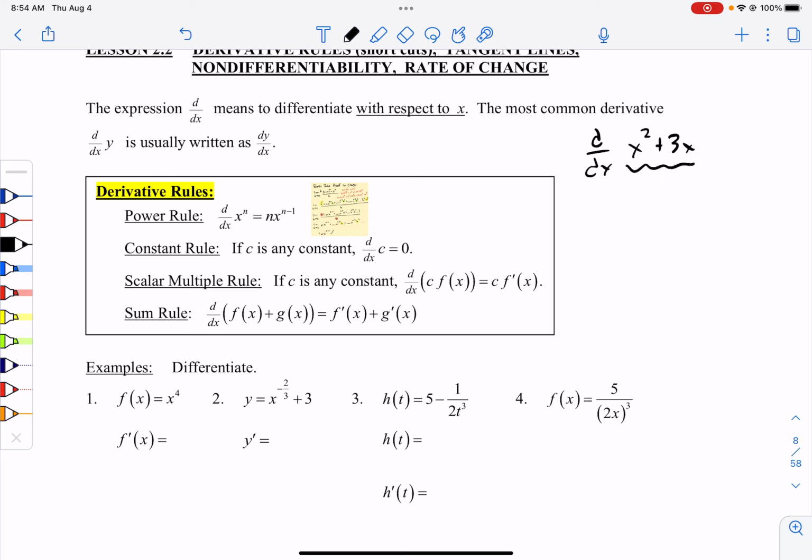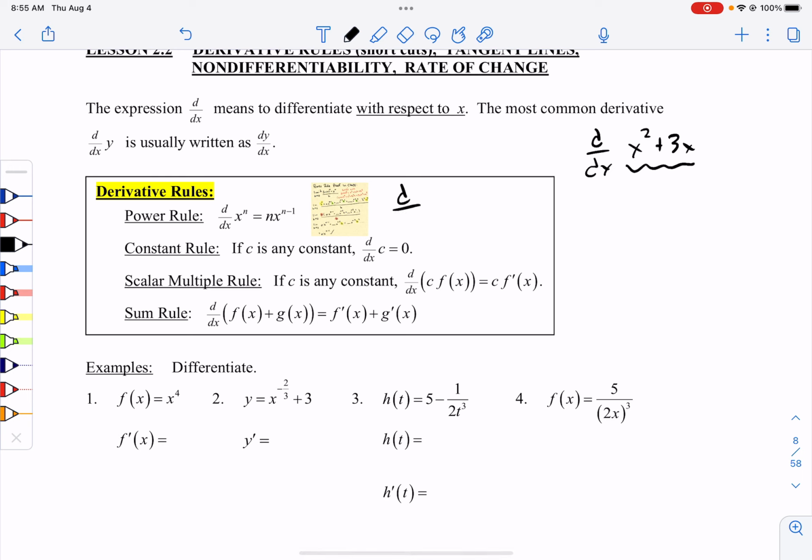That's all that means, okay? It means take the derivative of this part. So now that that's out of the way, derivative rules. I've got a little sticky note here that I'm not going to go over in the video. It is something that we're going to cover in class, but the first rule is called the power rule. And if you look at this equation right here, it says that the derivative of x raised to some exponent n is equal to the exponent gets moved to the front of x, and the new exponent becomes n minus 1.